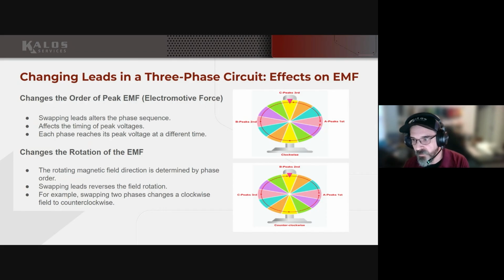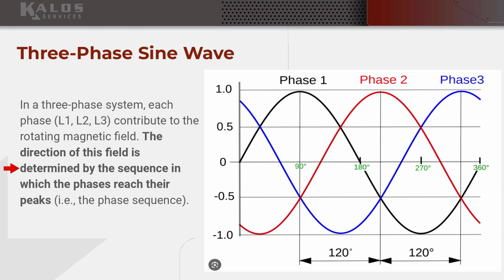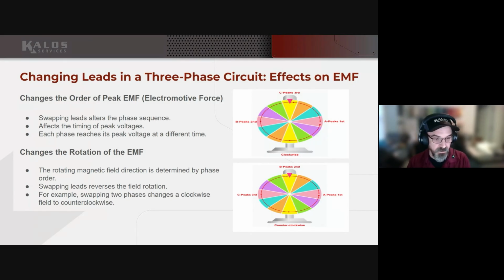The reason this works this way is because what we previously said is that the direction of our rotation is determined by which phase peaks first, right? So A phase will peak first. It sort of depends on where you measure it, but it's a pattern, right? And the pattern's not going to change.